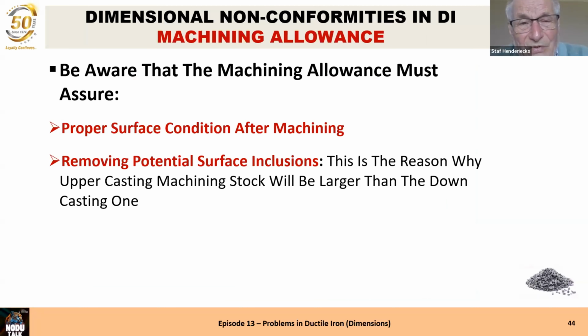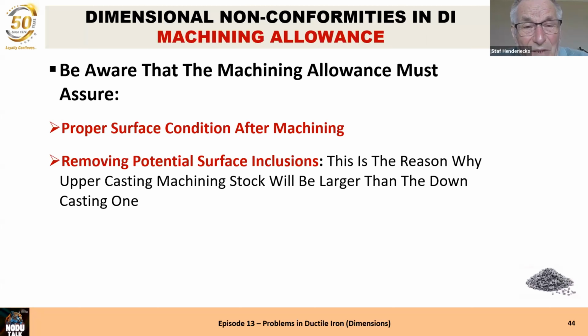The machining allowance, the machining stock, must assure that after machining you have the proper surface condition. The removing of the potential surface inclusions must be done. Especially at the top, it's very, very difficult to have ductile iron castings where there is no inclusion at all, because in most castings some dross will always be made. And if you machine it and the dross is not out, then you will see on the surface the indications of the dross very, very easily.